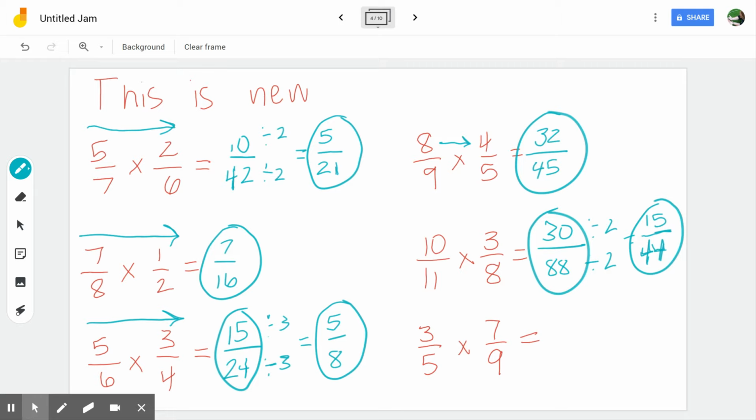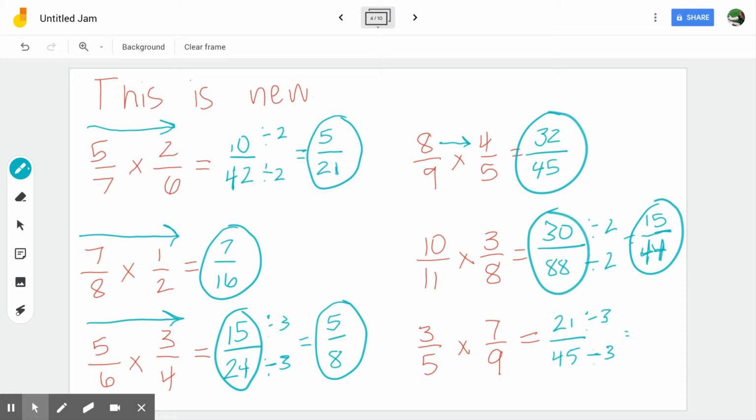What about 3 times 7? That's 21. And 5 times 9 is 45. Now, this one is a little bit more tricky, but you can divide both of these by the same number. Do you know what it is? It's 3 again. So 21 divided by 3 and 45 divided by 3.